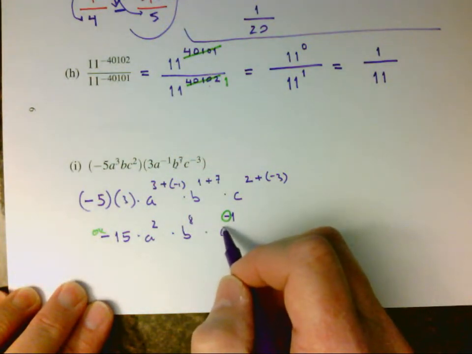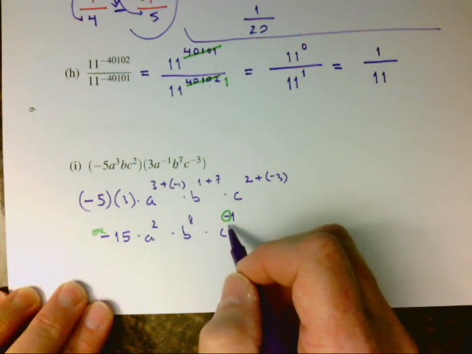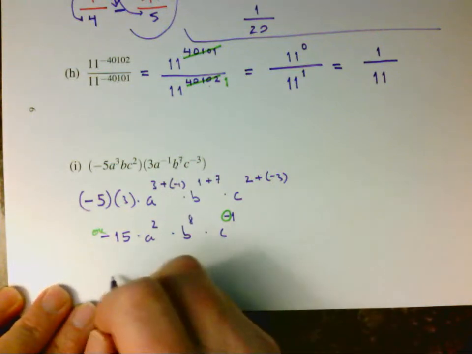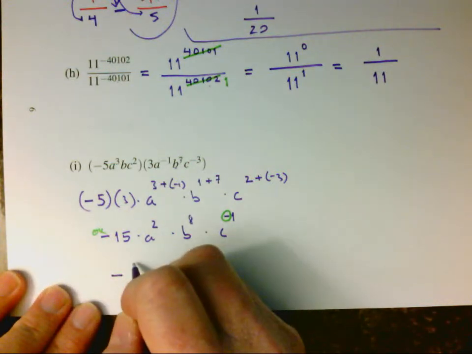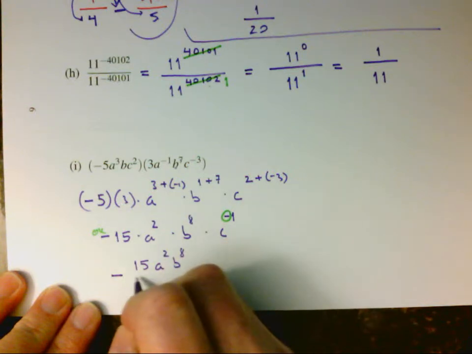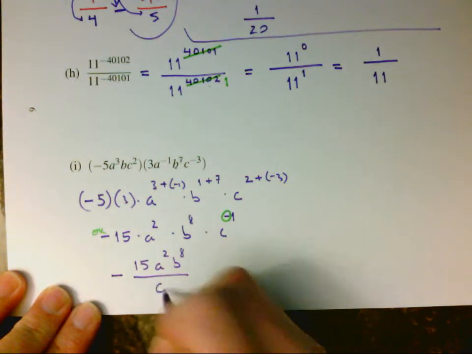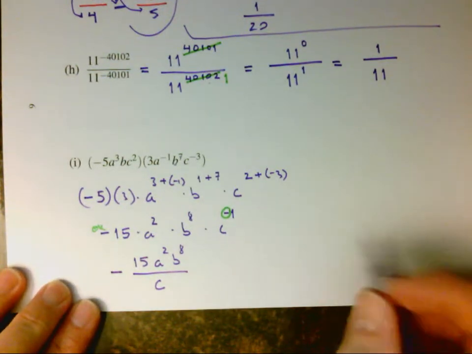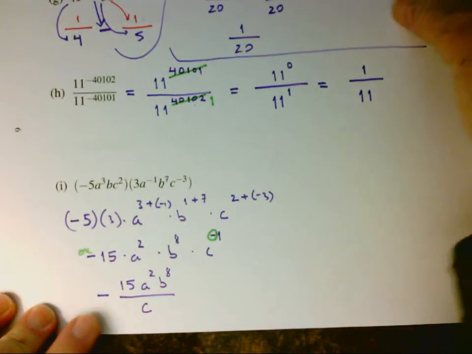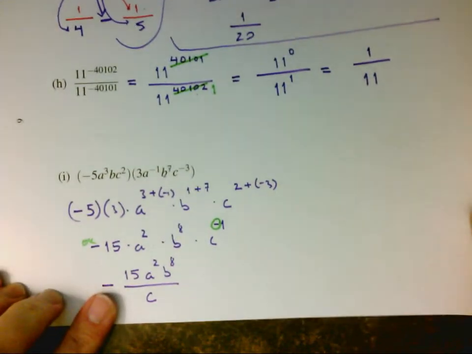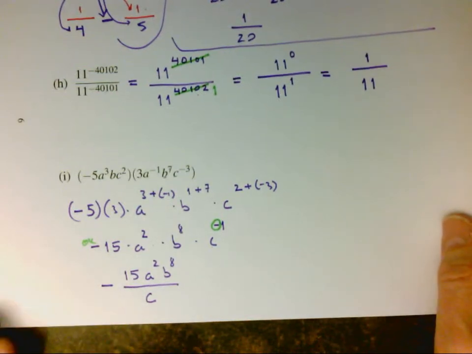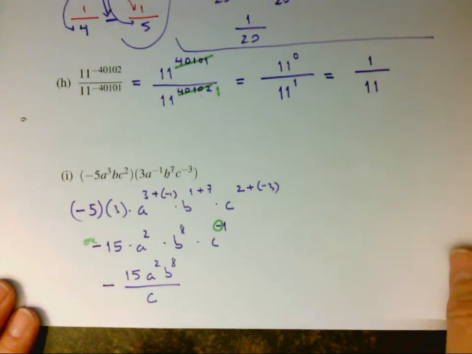The c to the negative 1, that means do c to the 1 in the denominator. Well, anything to the 1 power is itself. So we're going to have negative 15 a squared b to the 8th over top of c, which is the same as c to the 1. In simplified form, people tend to prefer to have a negative factor out in front of the fraction. You could put it on top or bottom either way, but people normally like to keep the negatives out where they're more accessible.